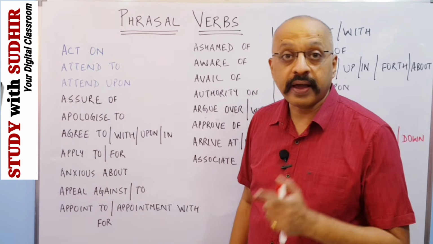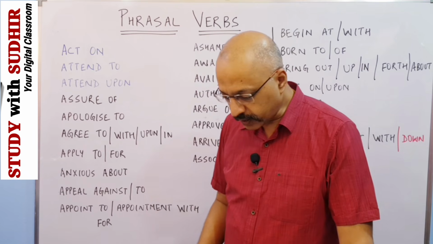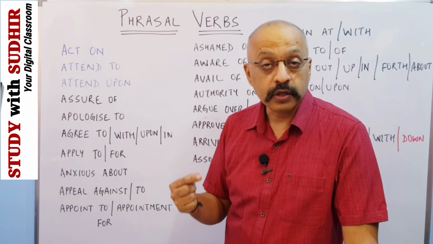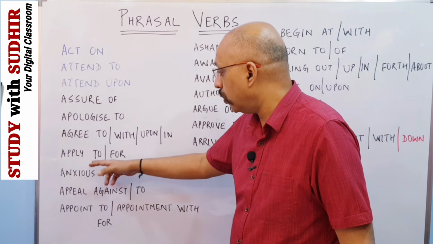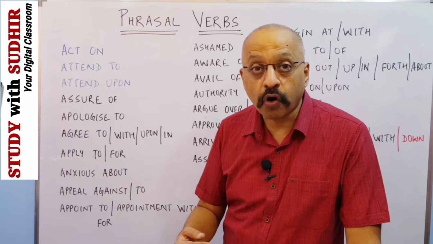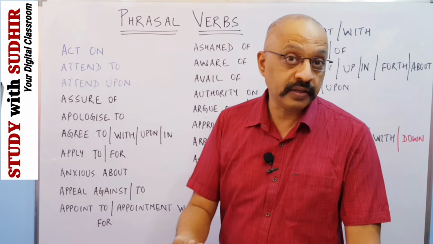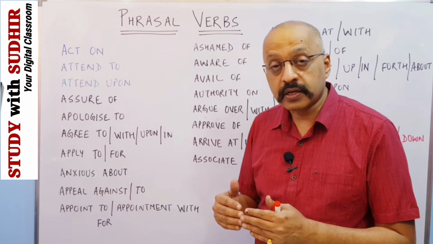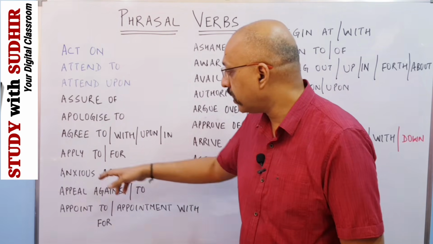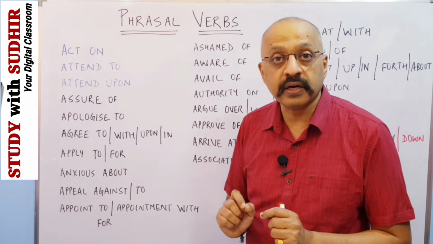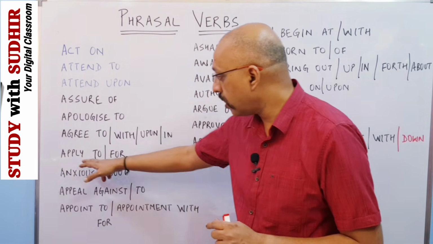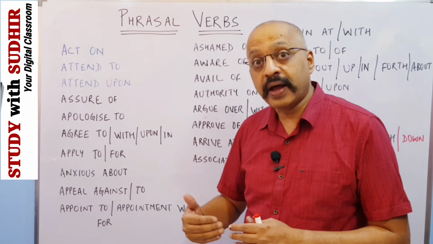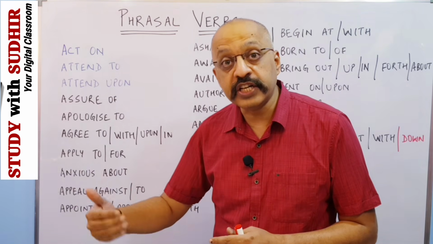Apply to and apply for. Again, this is important. Now, I applied to the bank for a loan. You apply to the bank for a loan. Now apply for: he applied for a job at the bank. So when you are applying for a job, it will be for. But when you are seeking something from somebody, the preposition used is to. So apply to somebody: I applied to the principal for leave. I applied for the post of a teacher at the school.